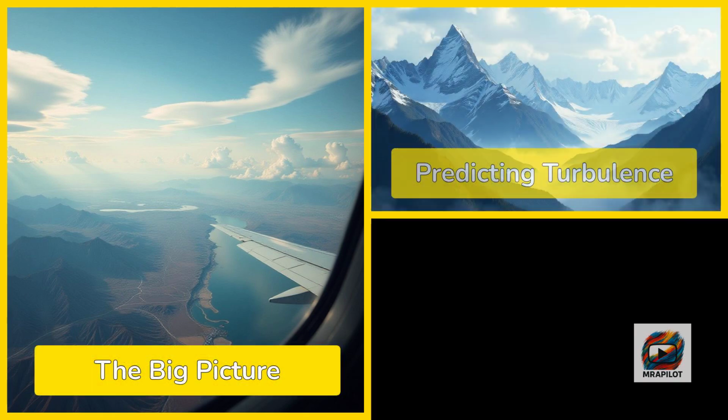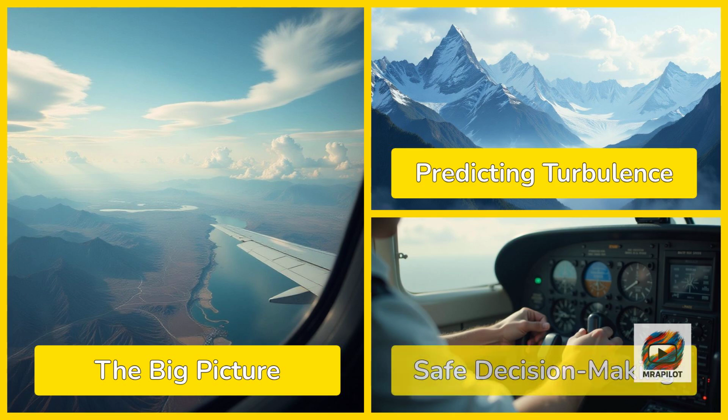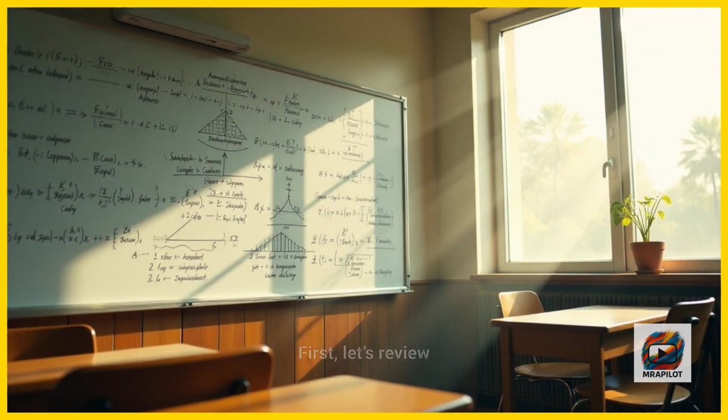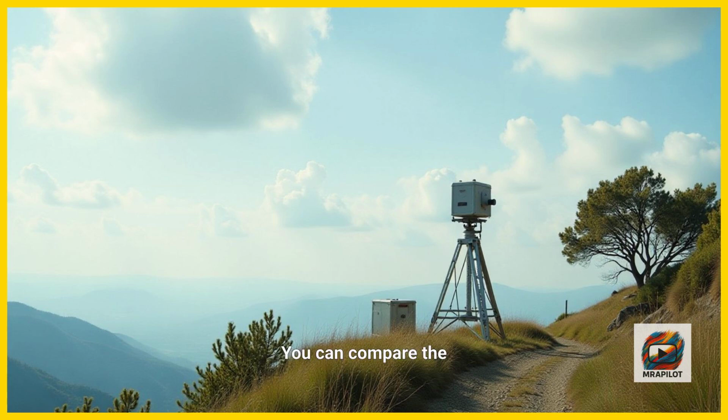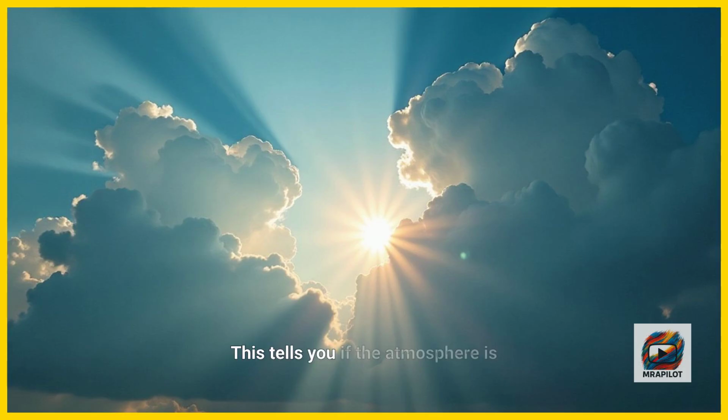As a pilot, understanding stability isn't just for meteorologists. It helps you predict turbulence, cloud types, icing, and visibility changes, all critical for safe decision-making in flight and on the ground. First, let's review how lapse rates are used. You can compare the environmental lapse rate, ELR, to the dry adiabatic lapse rate, DALR, or moist adiabatic lapse rate, MALR. This tells you if the atmosphere is stable, unstable, or conditionally unstable.